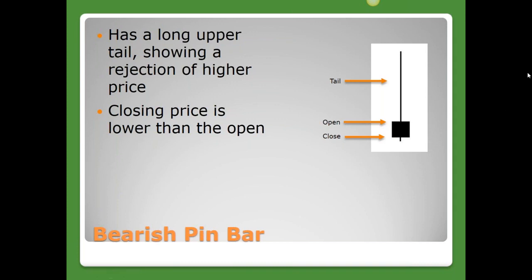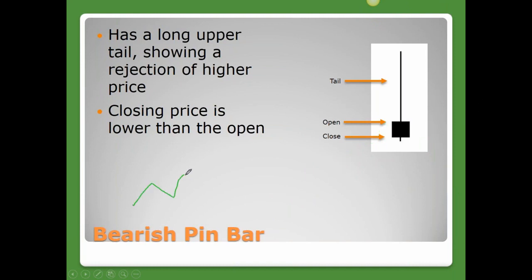So bearish pin bars are generally found at the top of an uptrend. You'll have price going like this, and then buyers will try to push the price higher still, but then they get rejected. Price gets rejected. We get a pin bar here, and then price will slowly start to come back lower. So this is what the general market looks like when you have a pin bar.